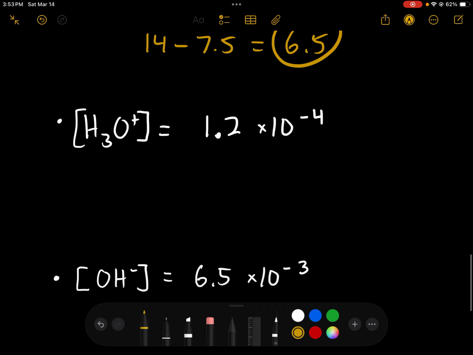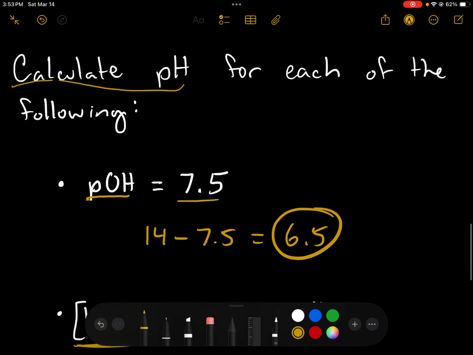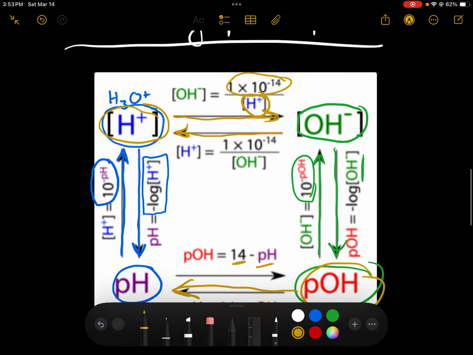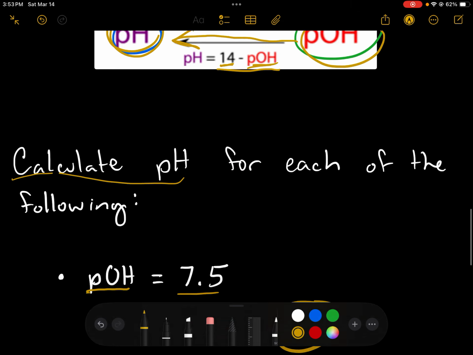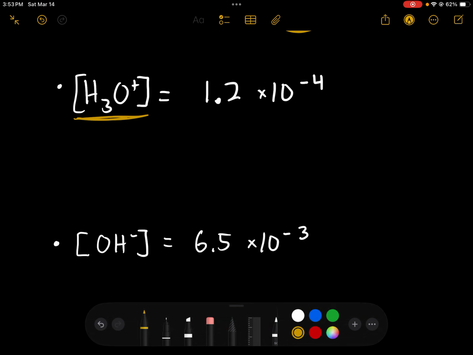This next one says I have an H3O plus concentration of 1.2 times 10 to the negative 4th. So again, I'm going to go back up to my map. I have this and I want pH. So I'm going to follow this down arrow. I'm going to take the negative log of that concentration. So my pH is equal to the negative log of 1.2 times 10 to the negative 4th. And I'm going to take a second and plug that into my calculator. And that gives me a pH of 3.9.